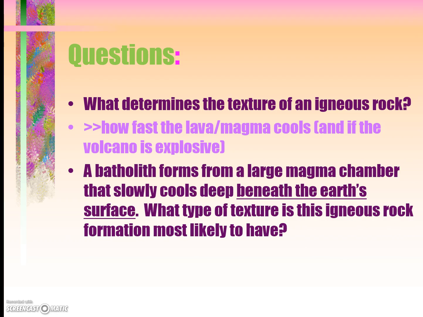A batholith forms from a large magma chamber that slowly cools deep beneath the Earth's surface. What type of texture is this igneous rock formation most likely to have? So you need to think about, if it's forming and cooling deep beneath the Earth's surface, what type of rock is that, and then what type of texture that type of igneous rock has. So, if it's forming beneath the Earth's surface, then it would be intrusive, and intrusive rocks have a coarse-grained texture.